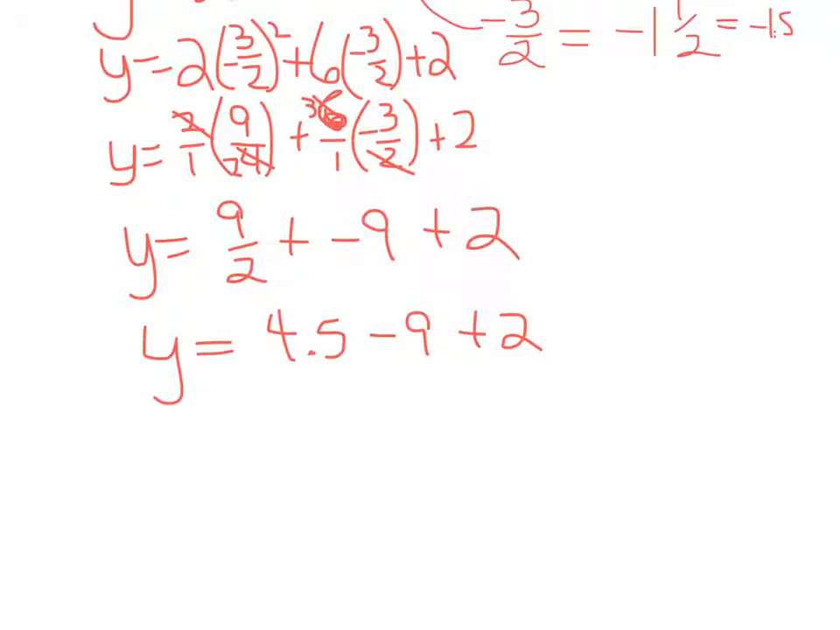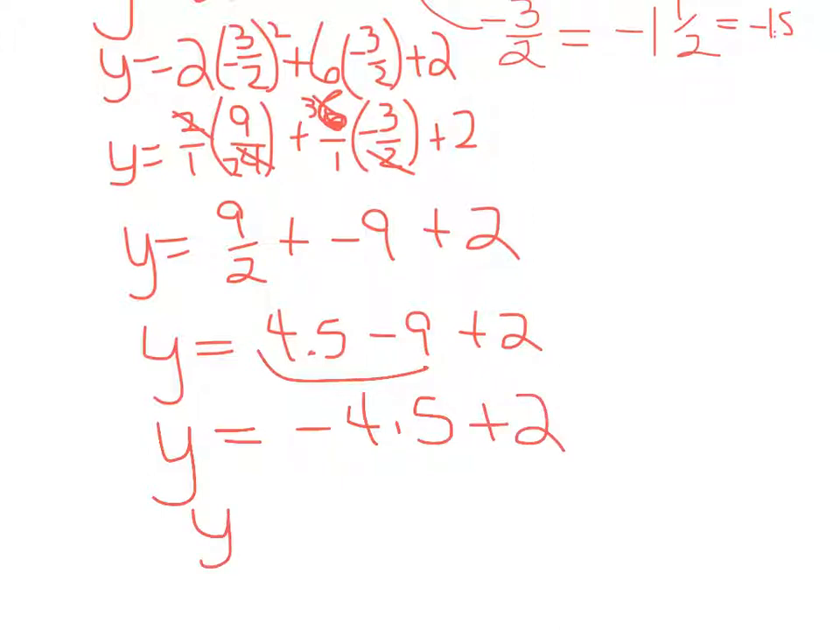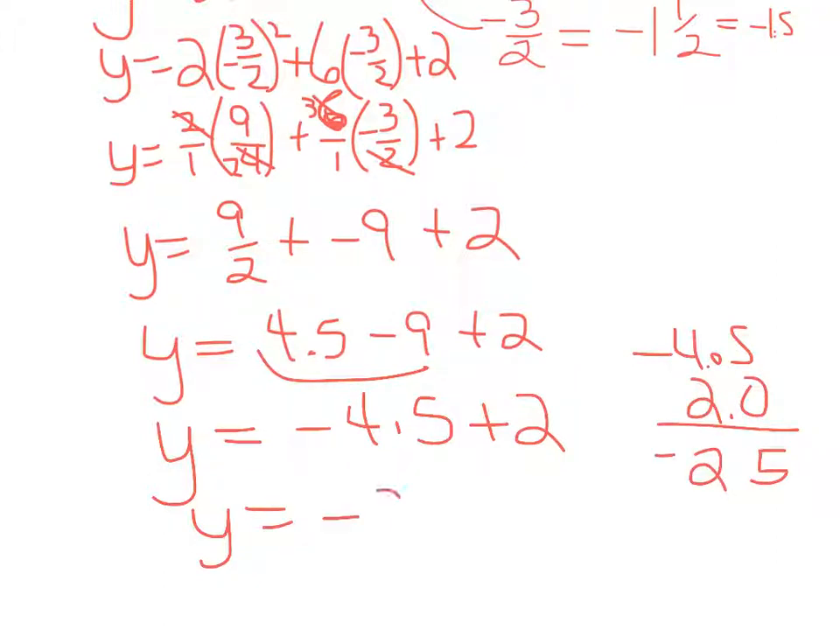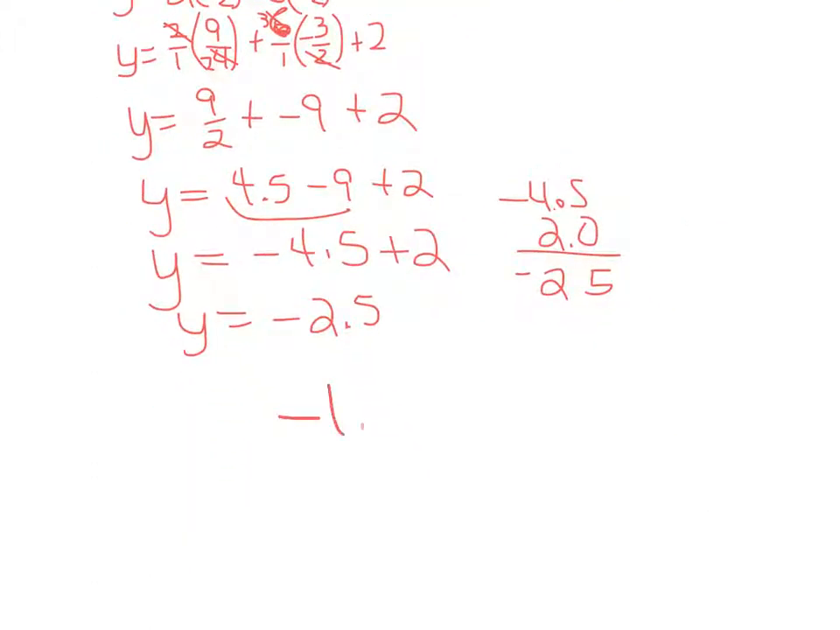Now I'm going to follow PEMDAS. I'm going to work left to right, and I get -4.5 when I group those, plus 2. And now I'm doing -4.5, and I'm going to subtract this, and I get -2.5. So my vertex is -1.5, comma, -2.5. That's my first point.